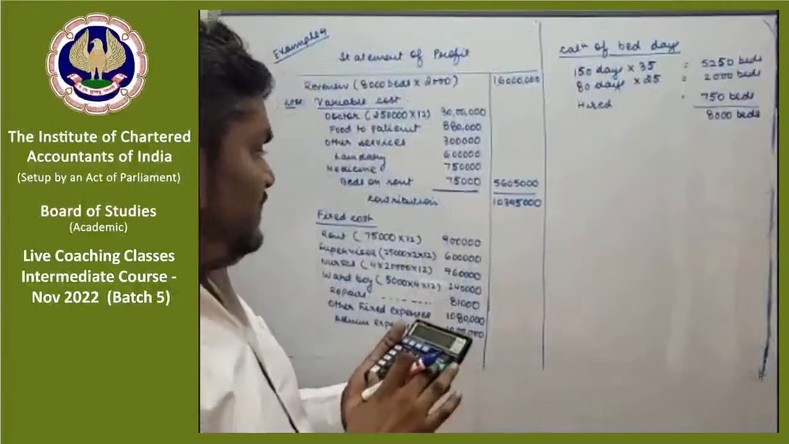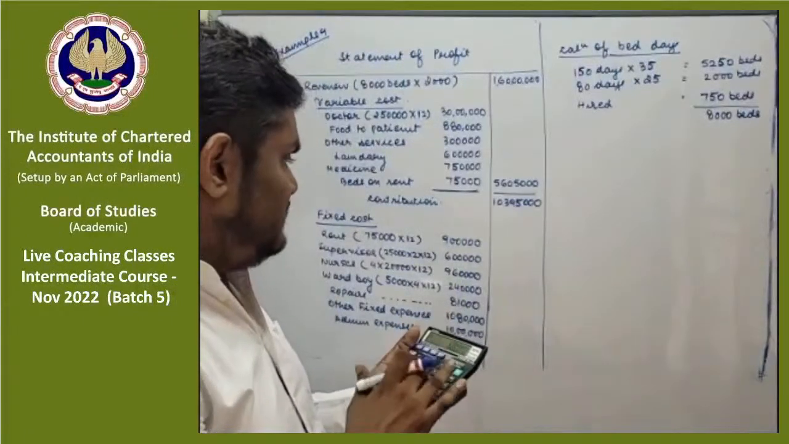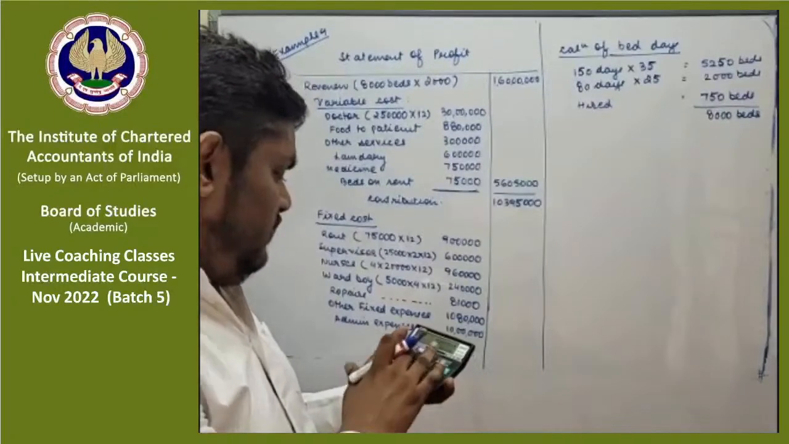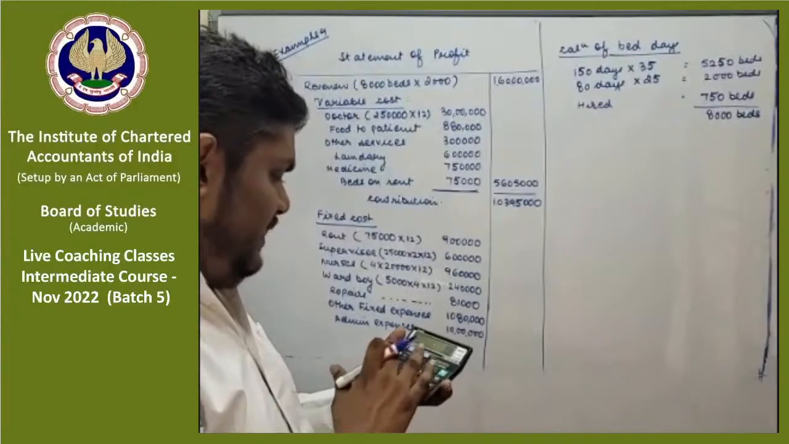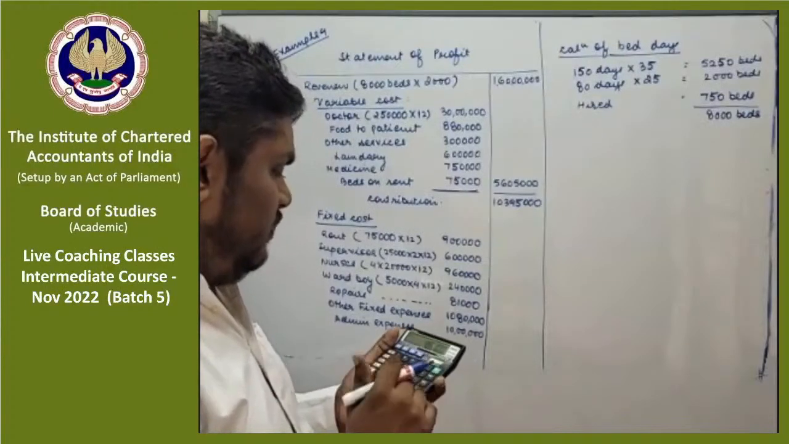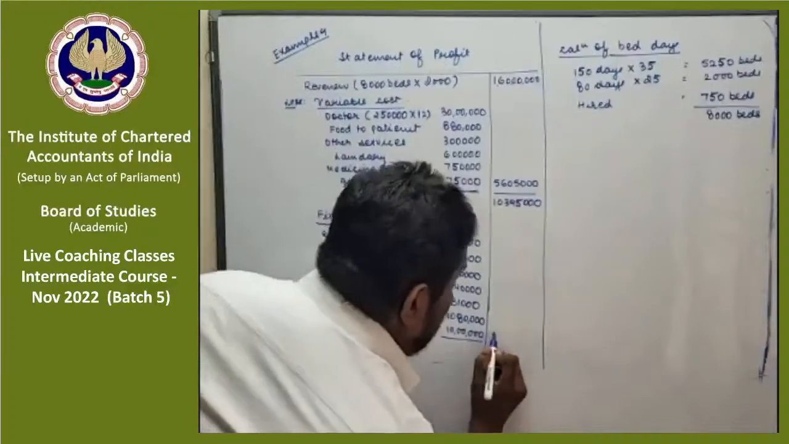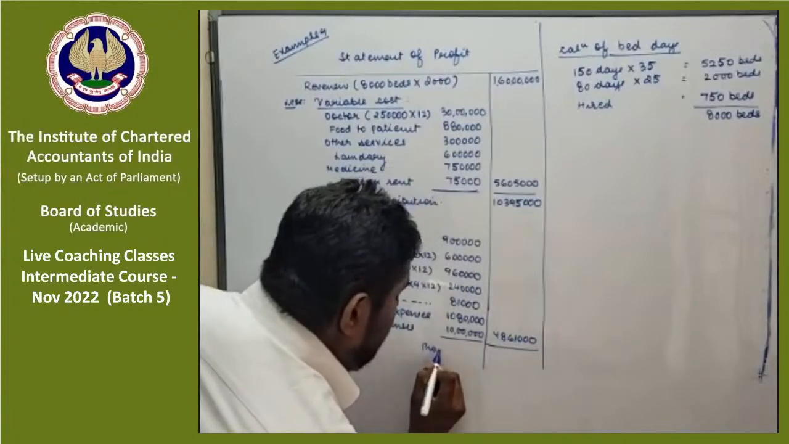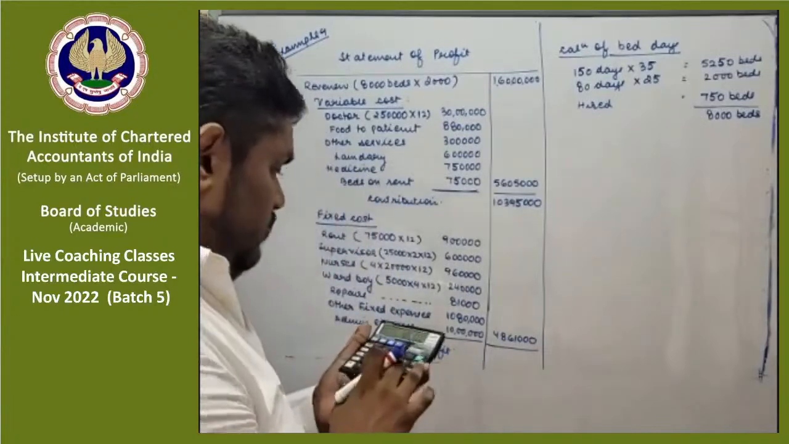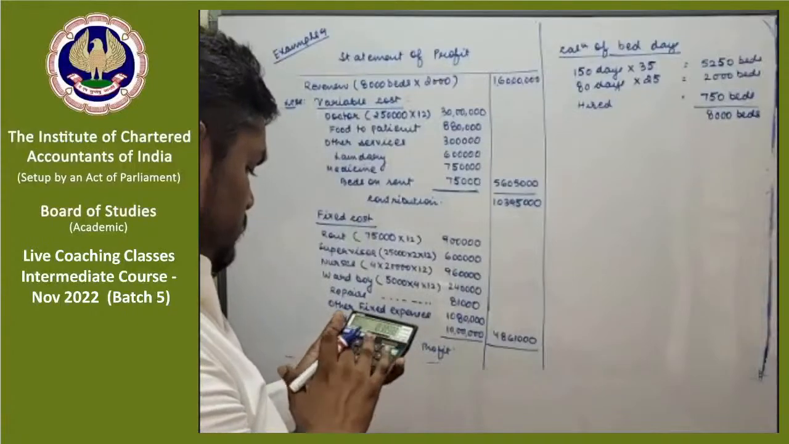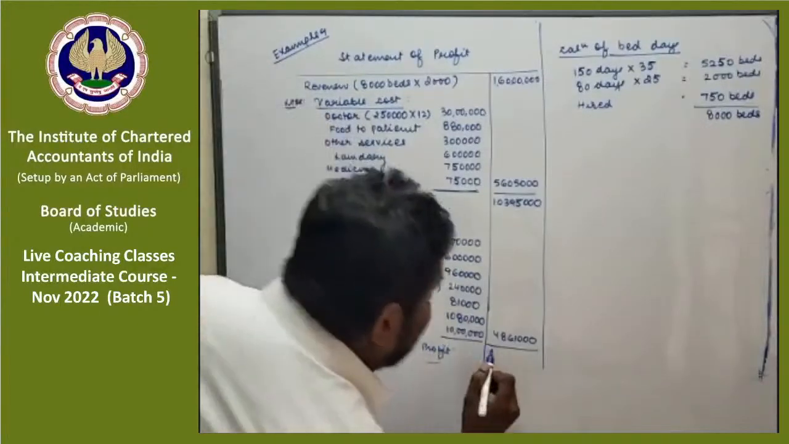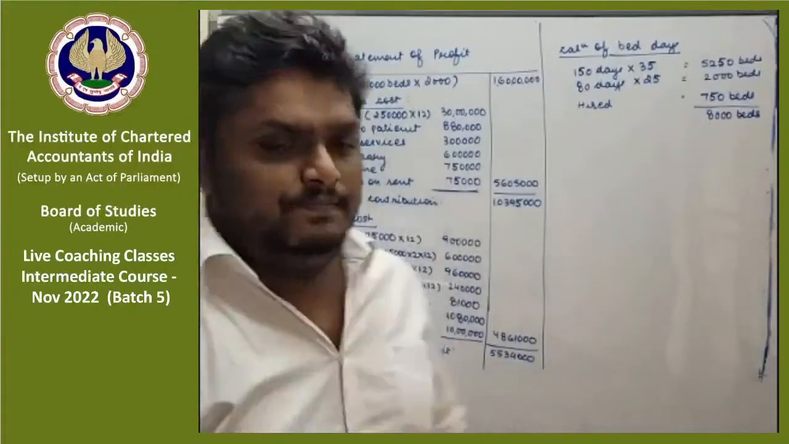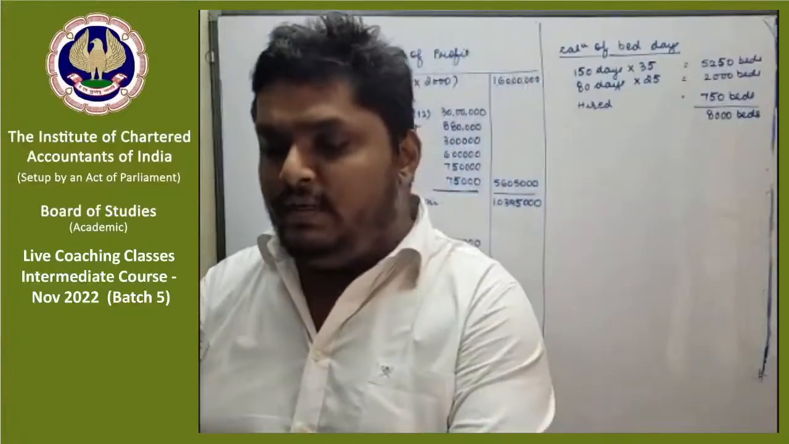And when talking about fixed cost, it is 9 lakh plus 6 lakh plus 9 lakh 60,000 plus 2 lakh 40,000 plus 81,000 plus 10 lakh 80,000 plus 10 lakh. So 48 lakh 61,000. So we will get the final profit. That is 55 lakh 34,000. So this is what the statement of profit is.